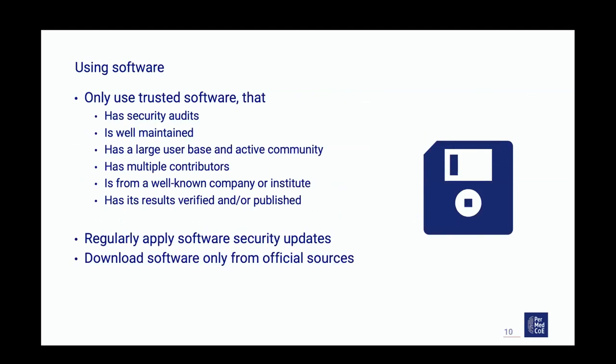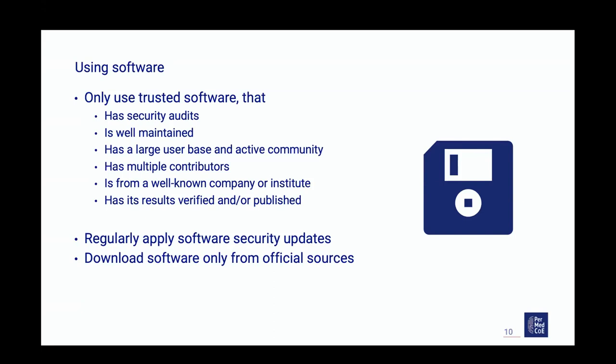Then of course, to do your processing, when you have your data and you are logged into the system, you need to use some software. There you should also pay attention that you only use trusted software. So what does that mean? Things you can look for in software are whether there have been security audits, whether it's well maintained, whether it has a large user base and an active community, whether there are multiple contributors, or whether it's from a well-known company or institute, or the results have already been verified or published. This basically guarantees that a lot of people have been working with the software and looking over it, and that any security problems are identified and fixed quickly.